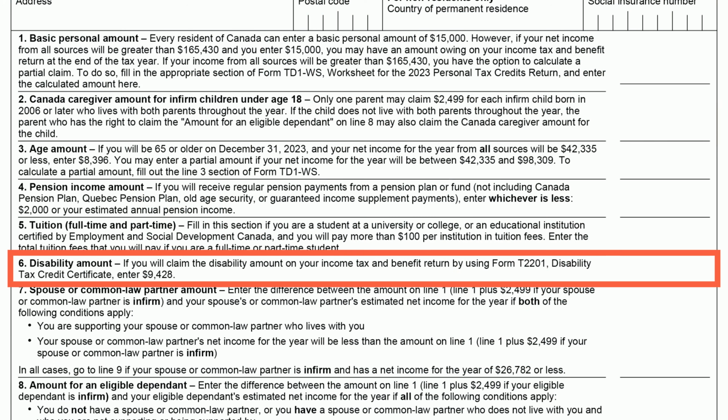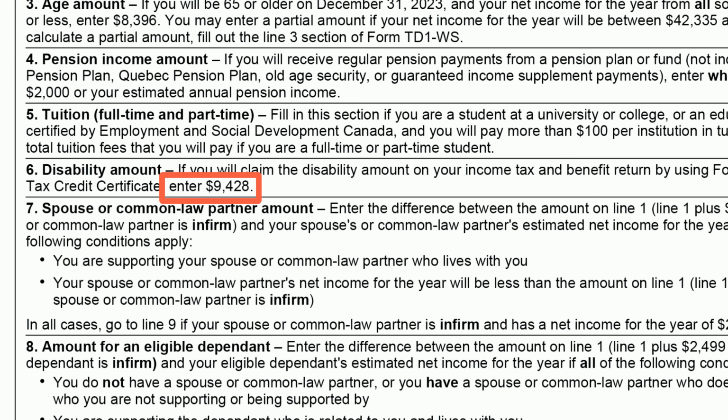Line 6 is the disability tax credit. You can only claim this if you've applied for it and the CRA has agreed that your claim is valid. If eligible, you'll enter $9,428 here. You can find out more information about the eligibility for the disability amount linked in the description below.